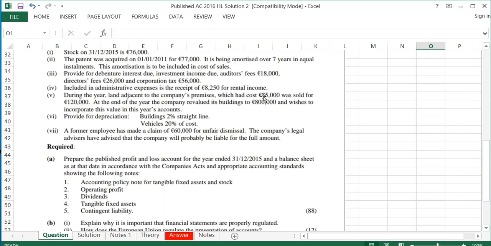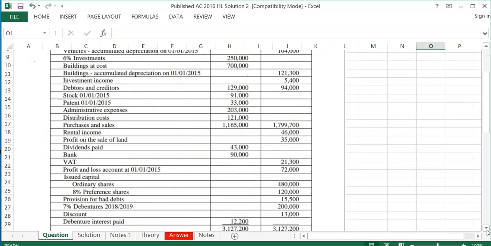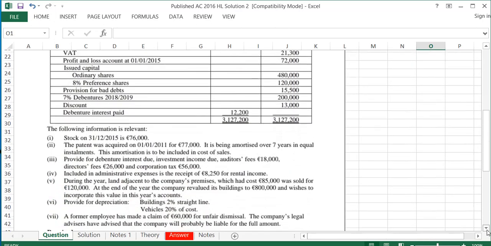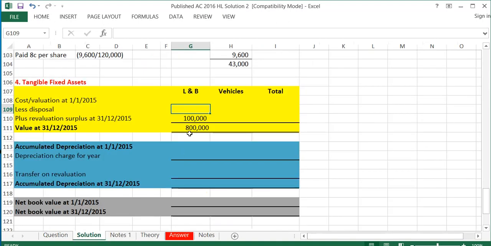So of that 700,000, there was 85,000 sold during the year. So at the start of the year, if it's 700 at the end, and that is after the 85,000 cost of the land that was sold, the cost must have been 785,000. Because the cost of the land sold was 85, the 785 minus the 85 leaves us with the 700, which is in the trial balance. Again, just to add those up to make sure that at the end they come to 800,000, which is what it should be, and that is correct.